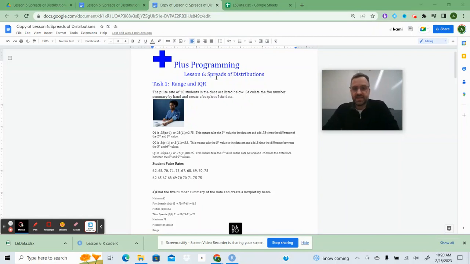So we are on lesson 6, spreads of distribution. We're going to talk about the range and the interquartile range. So first, how to calculate quartiles. And there are different formulas for doing this. And I'm going to show you how these would be a little bit different.